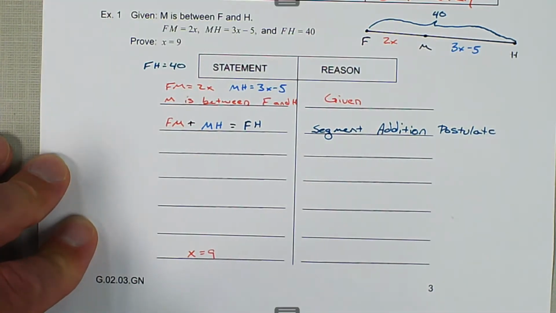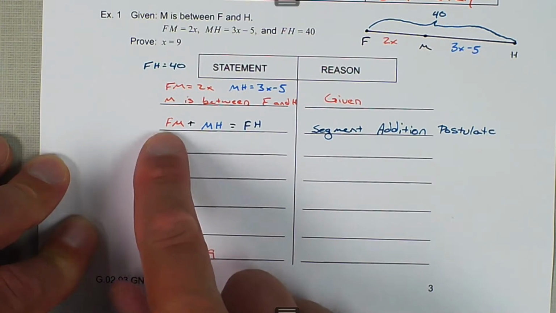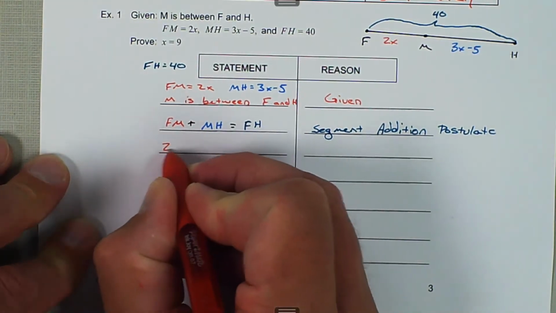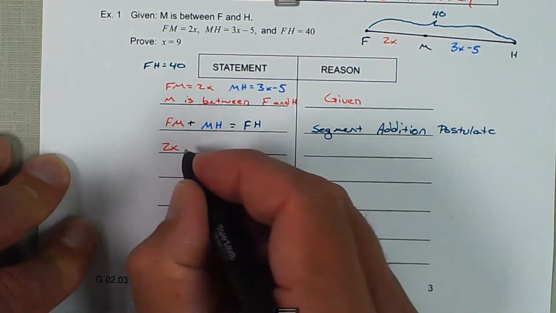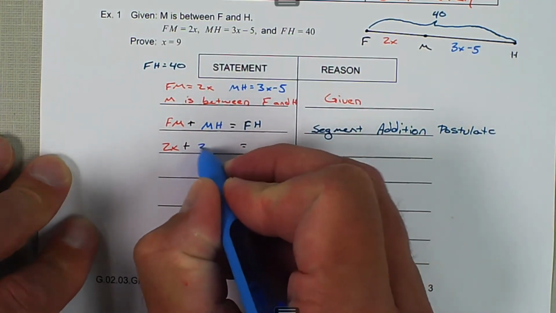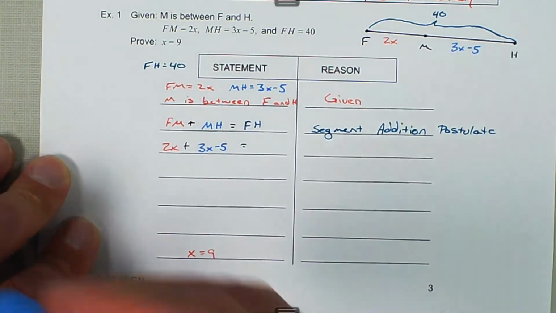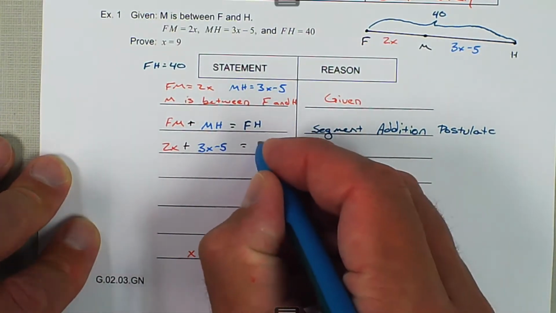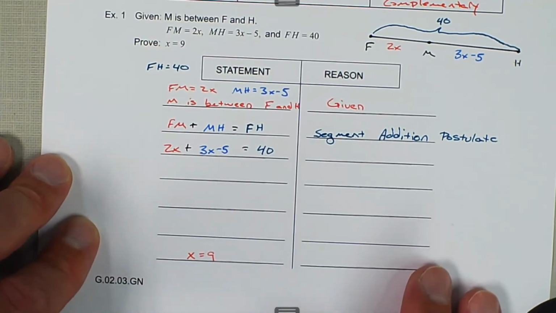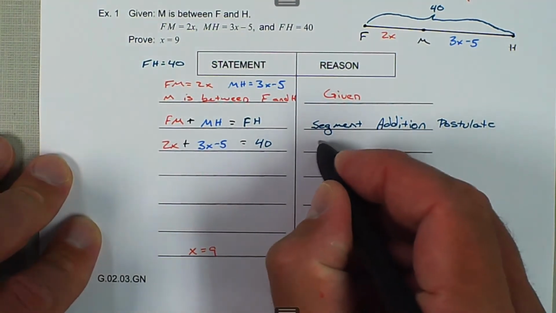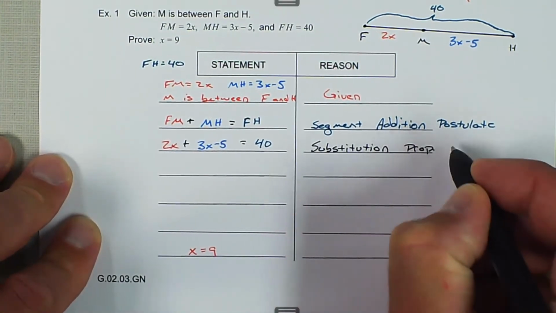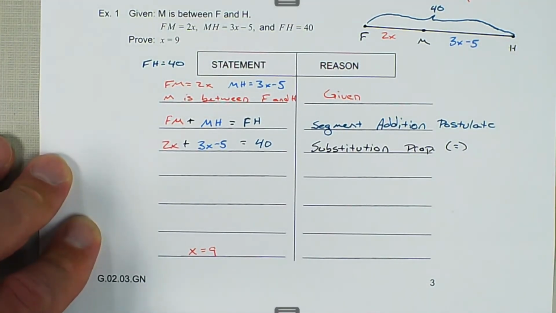The next thing that we can do after that is, now that we have the geometric equation, we can make it an algebraic equation by using substitution. So we know FM is equal to 2x. And we know that we're going to add, and it's going to eventually be equal to something. And the thing that we're going to add is 3x minus 5, because that's what MH is equal to. And then we know that FH is equal to 40. And the reason that we were able to say that is because of substitution property of equality.